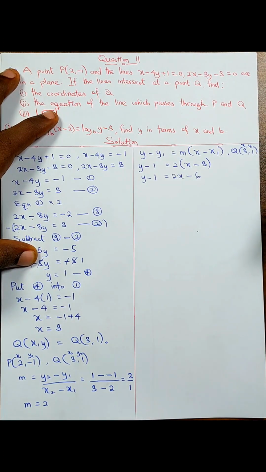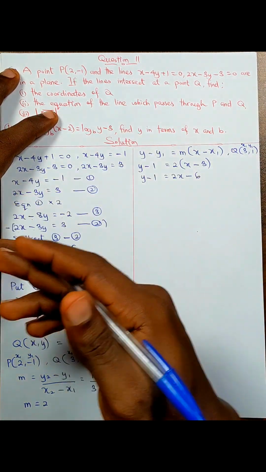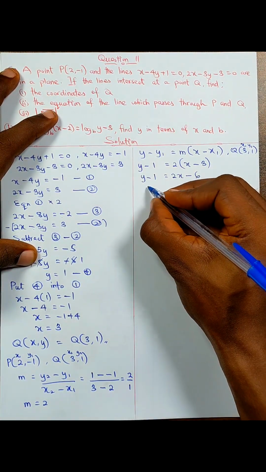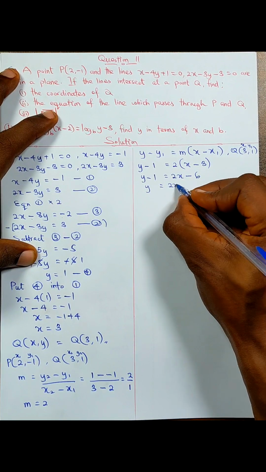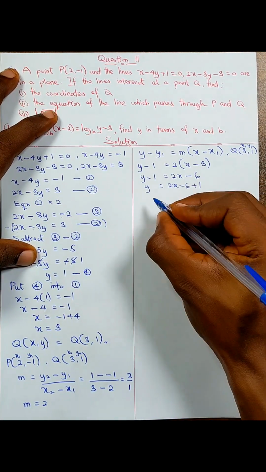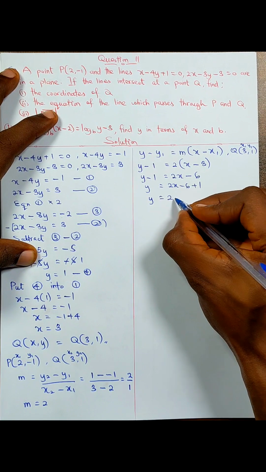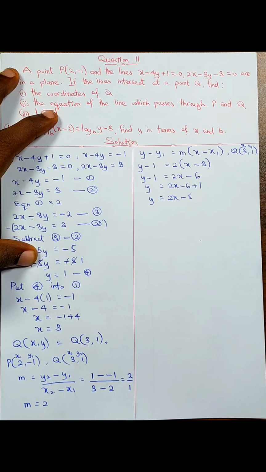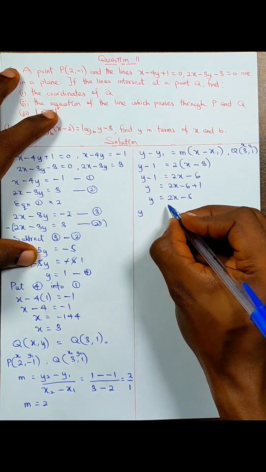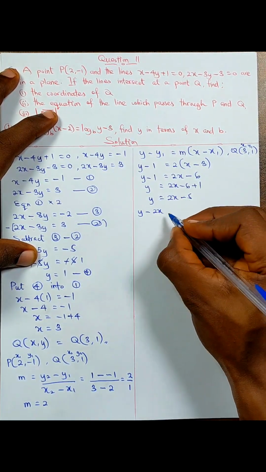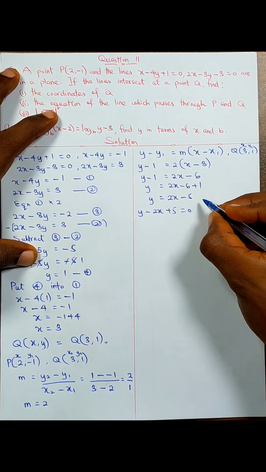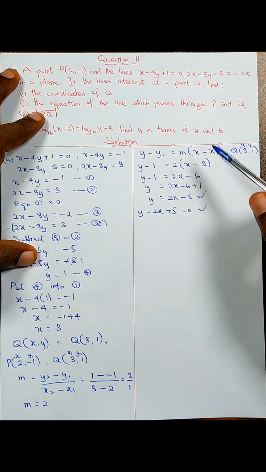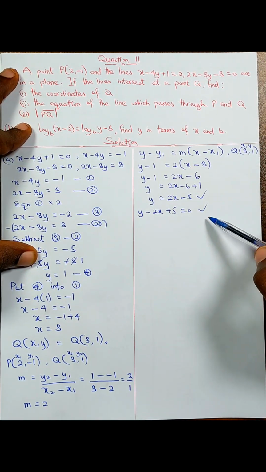So we can make y the subject, or we can bring everything to one side and equate it to 0. In making y the subject, it becomes y is equal to 2x minus 6 plus 1. Then y becomes 2x minus 5. You could end here, or you can choose to bring everything to the left hand side: 2x minus y minus 5 is equal to 0. Either of these are the equations of the line. So the equation of the line which passes through P and Q is given by this.